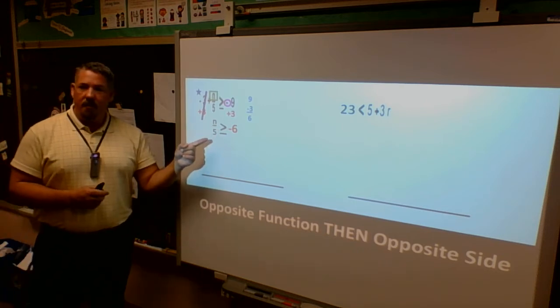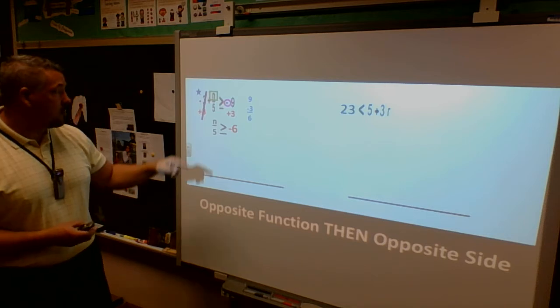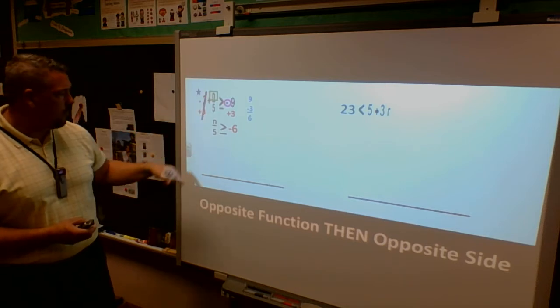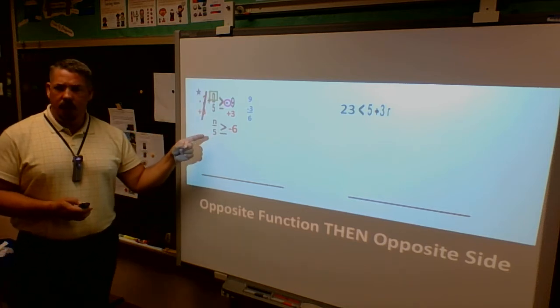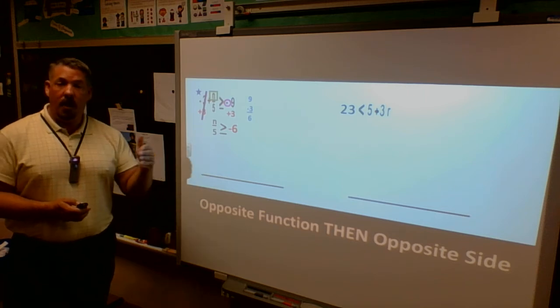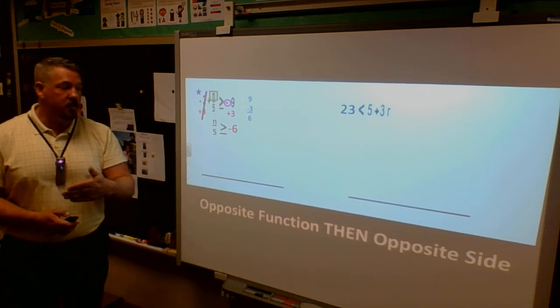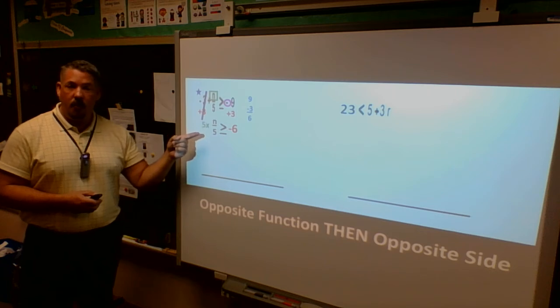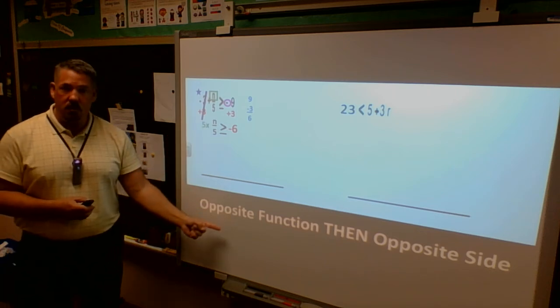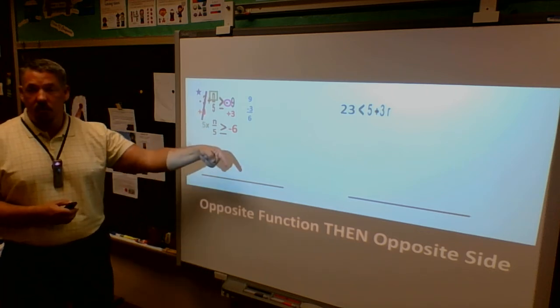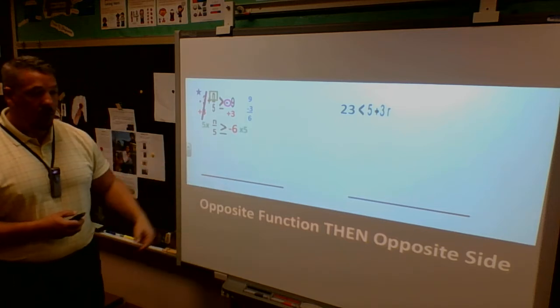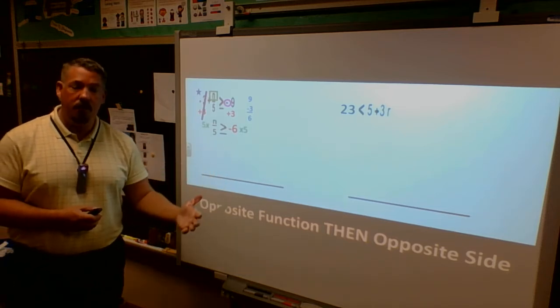So now I'm dividing by 5. Got to get rid of the 5 because I'm still getting this n by itself. How do I get rid of the dividing by 5? Well, the opposite of division is multiplication. So I'm going to multiply by 5 over here. That's my opposite function. Then I do it on the opposite side. So I'm going to have to do it over here as well and multiply by my 5.